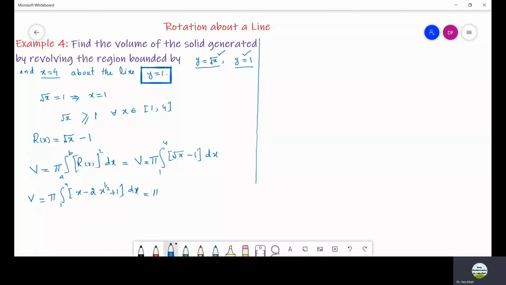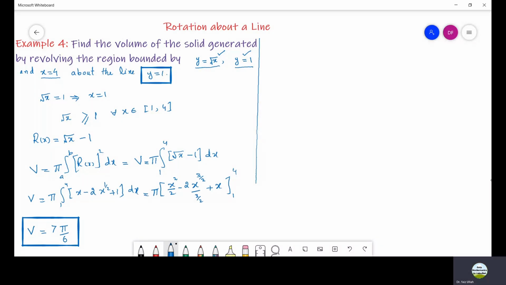Let us integrate this. So we have x square divided by 2 minus 2 x power 3 by 2 divided by 3 by 2, plus x, and the limits are from 1 to 4. Now if we put these limits, we get the solution, which is 7 pi by 6. So that is the required solution, or volume of the region rotated by these two curves about the line y is equal to 1.